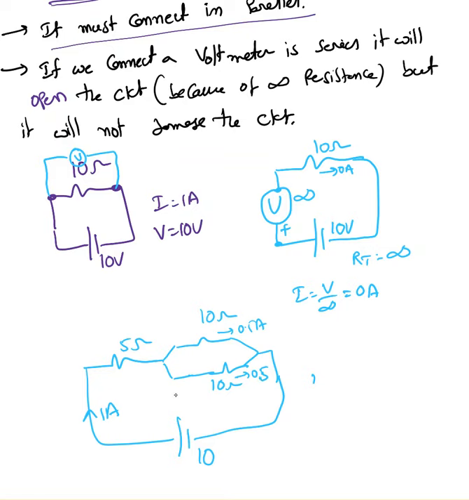Now to measure the voltage, you can connect a voltmeter in parallel between any 2 points. So if I want to find the voltage across this 10 ohm resistor, I connect the voltmeter between these two, and it will give you 10 times 0.5, which is 5 volts.